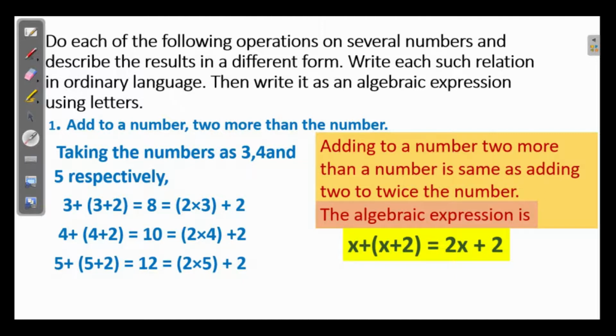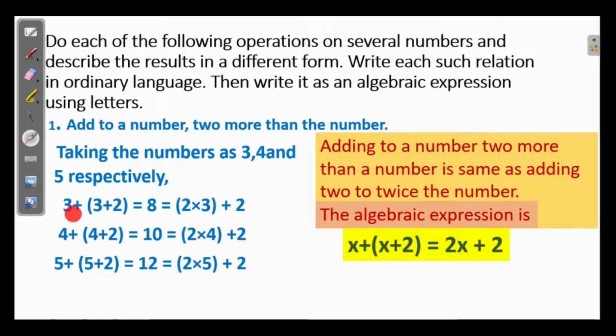Write each such relation in ordinary language. Then write it as an algebraic expression using letters. First, let us see the same question once again. Add to a number 2 more than the number. We have to do each of the following operations on several numbers and describe the result in a different form.